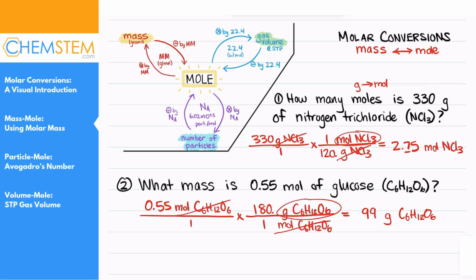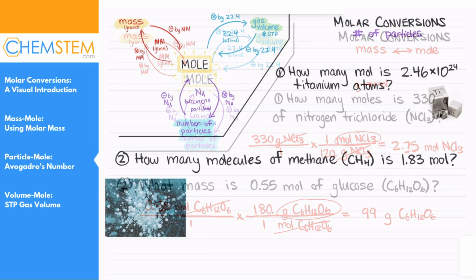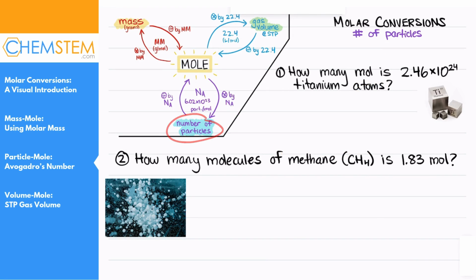So that seems to check out with what we are doing and summarizing with our graph or with our chart. Now let's see how to go between number of particles and moles. We can divide by Avogadro's number to go from particles to moles, and this says we can multiply by Avogadro's number to go from moles to particles. So we're going to try that out.